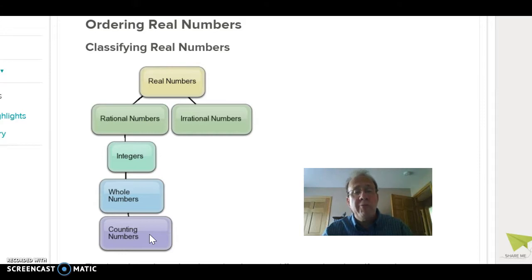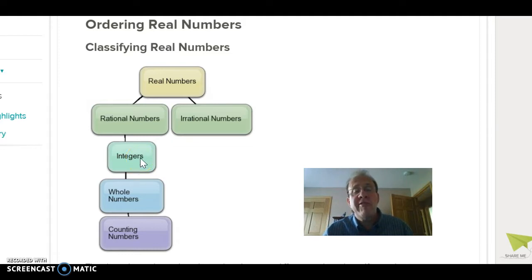We start at the bottom with counting numbers, and those are the numbers you used when you were a little kid. Okay? I want 1 cookie, 2 cookies. We count the numbers 1, 2, 3, 4, 5. Those are counting numbers. Counting numbers are part of whole numbers, part of integers, part of rational numbers, and like any other number, it's a real number. If we add 0, we have whole numbers. So whole numbers are counting numbers and 0 also.